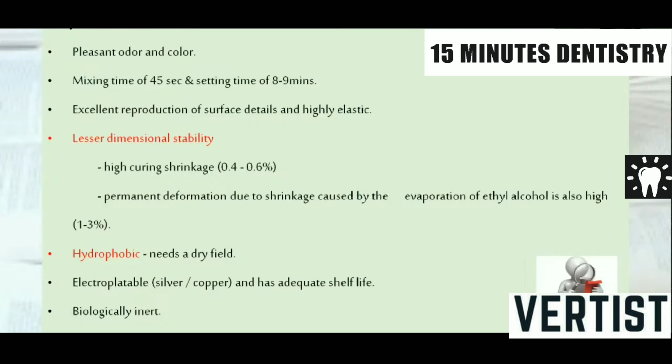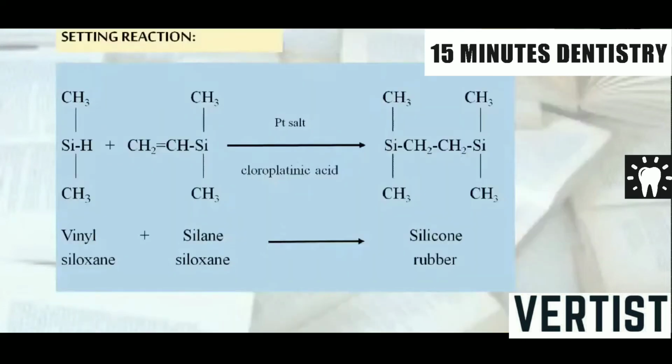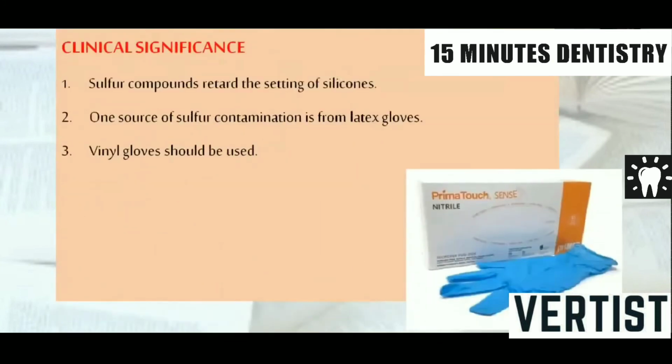And another is it is hydrophobic in nature, and you can electroplate this particular material with silver and copper both. Addition silicone, that is the most widely used and most liked by all the dentists. Base material and accelerator: the base has polymethyl hydrogen siloxane, and the accelerator has divinyl polysiloxane. So this particular reaction takes place by vinyl siloxane plus silane siloxane, so that causes the silicone rubber. This reaction takes place by addition chain reaction, so that's why it is called addition silicone.